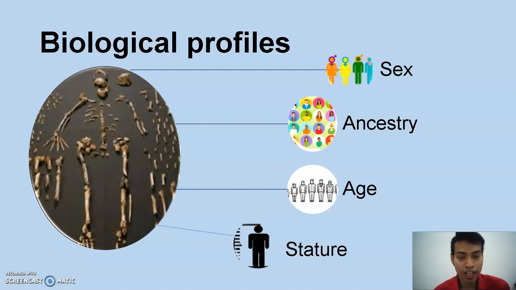The first one is sex. We've got to know the bones are owned by either male or female groups. Second one is from which ancestry the bones are coming from. The third one is what are the estimated age or the age groups of the bones. And last but not least, how was the stature before of those skeletons that has been found.